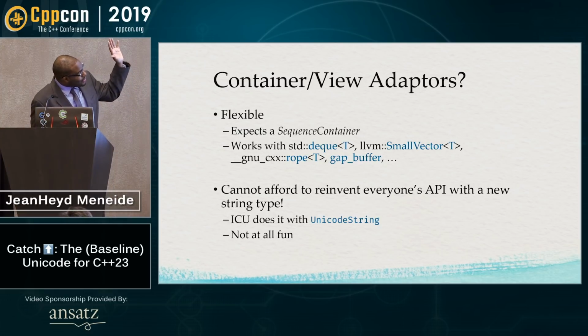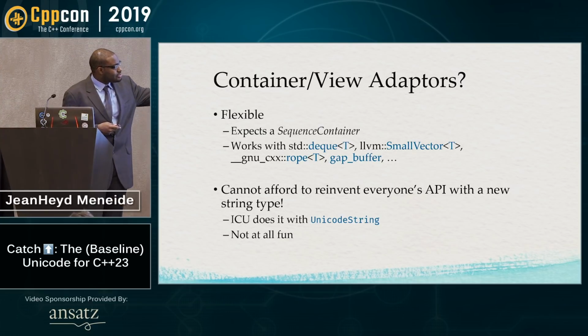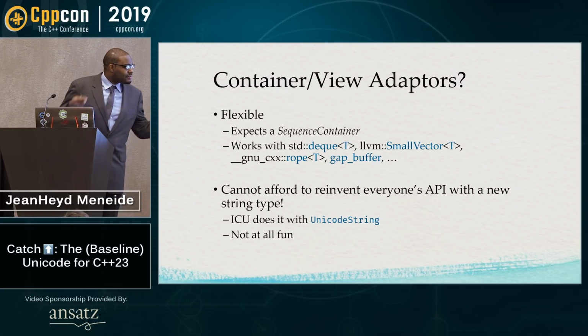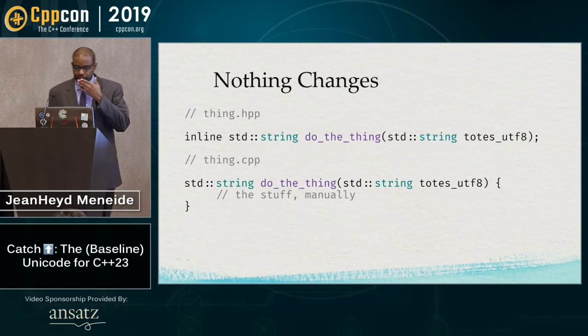But we want to keep this simple. We want to keep this easy. And even then, ICU makes sort of the same mistake in that they have their own Unicode string type. And of course, you're not going to cart around their Unicode string type in all your APIs. So, again, it's not fun. We don't really want that.